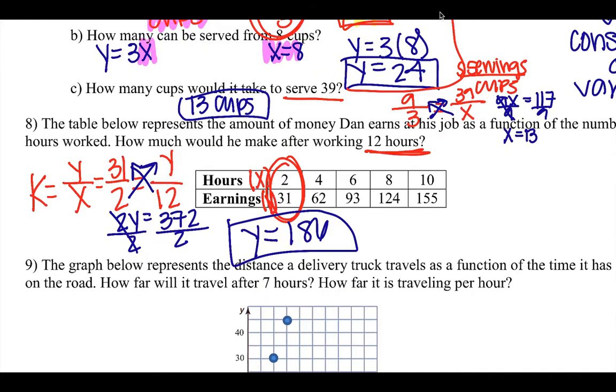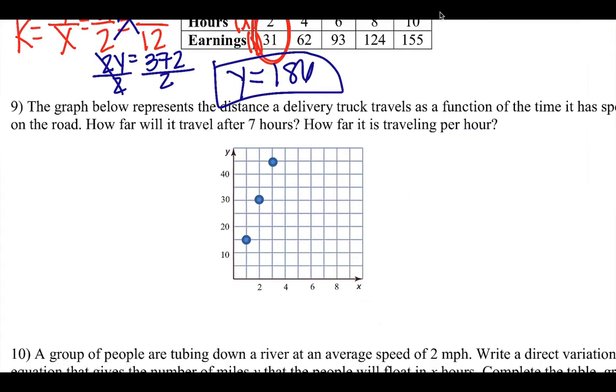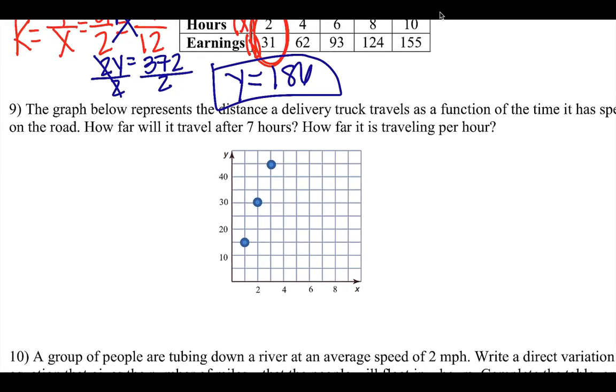Sweet. I think, oh no, we got 3 more. The graph below represents the distance a delivery truck travels as a function of the time spent on the road. How far will it travel after 7 hours? How far is it traveling per hour?